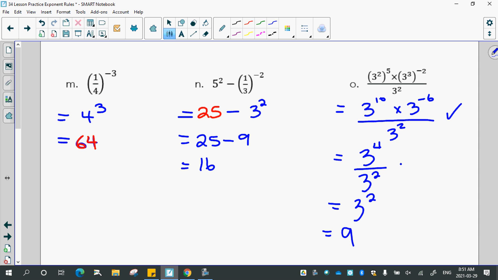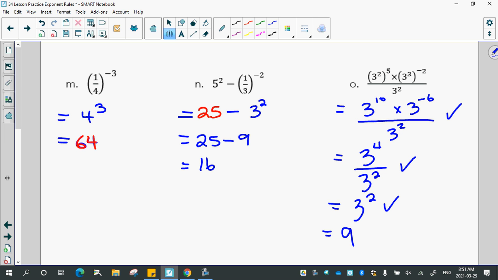So that would be using one rule, another rule, keeping the base and adding, another rule, keeping the base and subtracting, and then finally evaluating. So 3 marks just for showing the rules that you use, or showing that you can use the rules. Rather than just getting a number on your calculator, putting it on the top, a number on your calculator, and putting it on the bottom, and dividing. That's what you want to stay away from. You can do this question multiple ways.